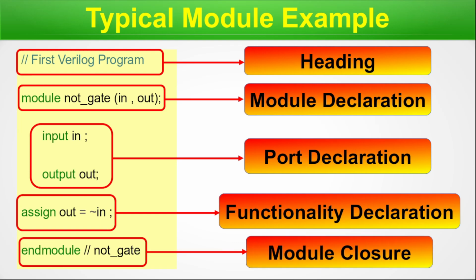So here is a very short and simple Verilog code of a not gate, and we learned here what a heading is, what a module declaration is, what a port declaration is, what a functionality declaration is, and what a module closure is.